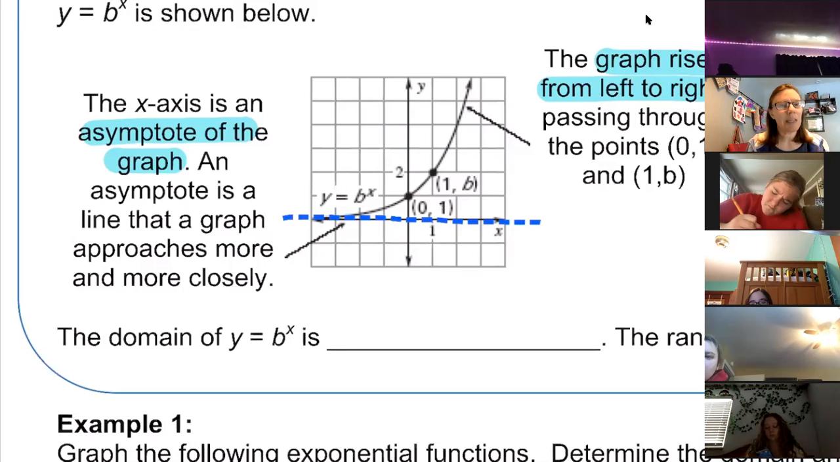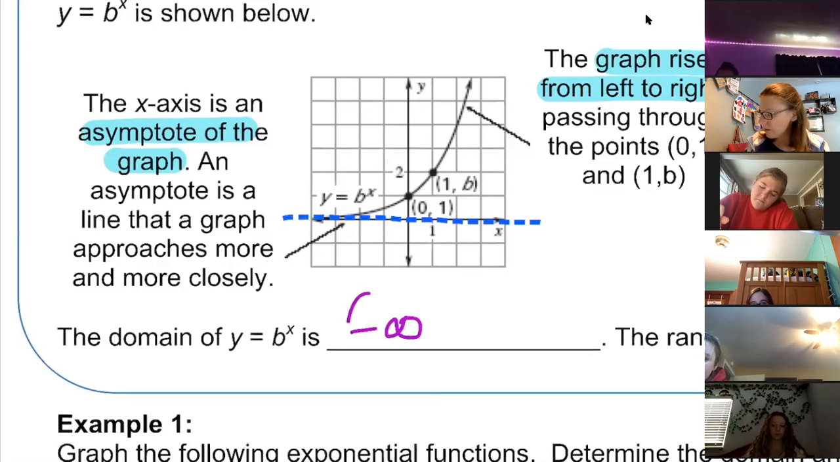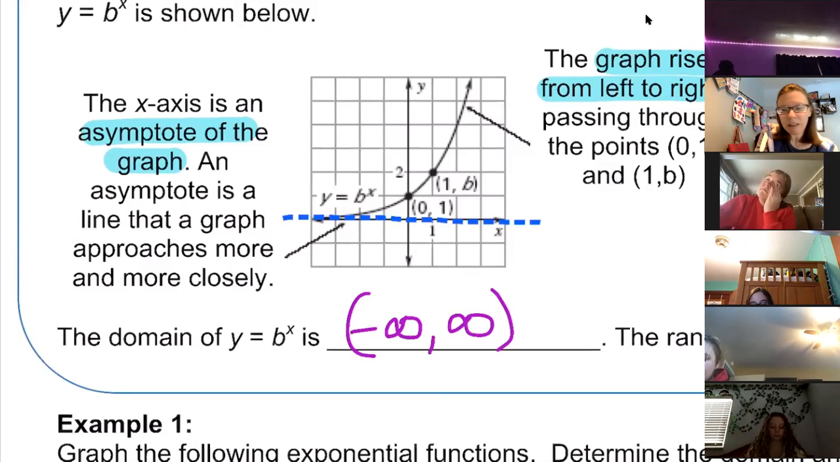So what do you think the domain is? Let's look at this graph from left to right. Annabelle, what does it look like the domain is of this function? What is the x doing? So how far to the left do you think it goes? Infinity. Yeah, how far to the right do you think it would go? Infinity. Yeah, so this domain is from negative infinity to positive infinity. Nice job. And then when we look at the range, there is now this barrier at the x-axis.